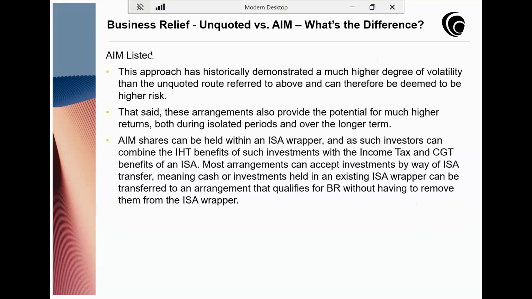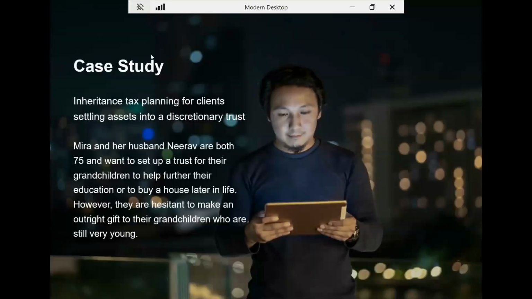There's also AIM listed, so may be more commonly known by individuals, where you're looking to invest in the Alternative Investment Market and get returns depending on how those shares and portfolios perform. Quite importantly, not many people necessarily know that you can move ISA monies into AIM share portfolios and actually have those assets moved outside your estate. So not only would those ISA funds end up being CGT, ISA and income tax free, but also free of inheritance tax. So there's a couple of case studies, which again, I'm going to fly through very quickly.